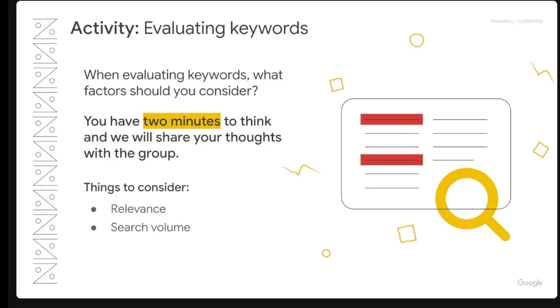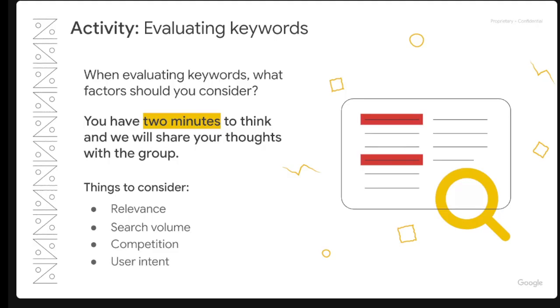The next one is search volumes. So how many people are searching for this keyword? And then the next one is competition. How difficult is it to rank for this keyword? You need to aim for a balance between high volume and also manageable competition.